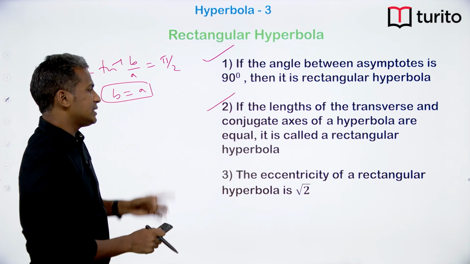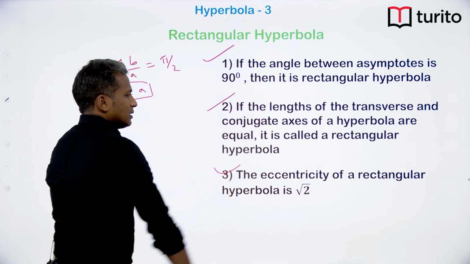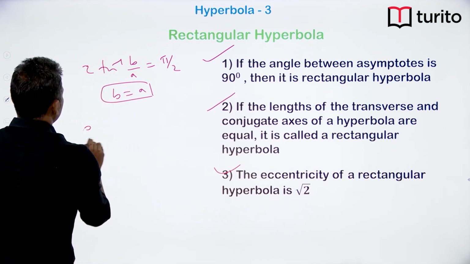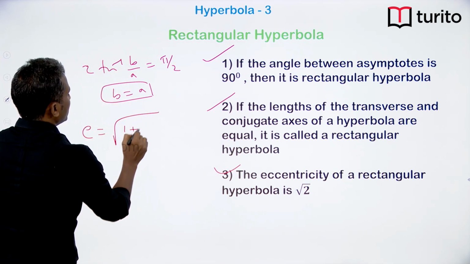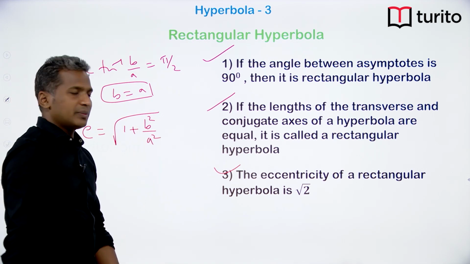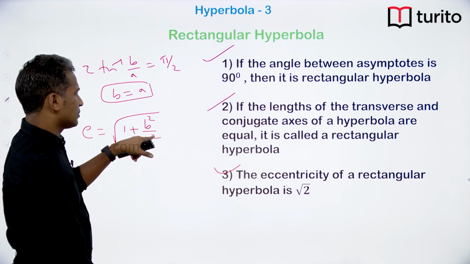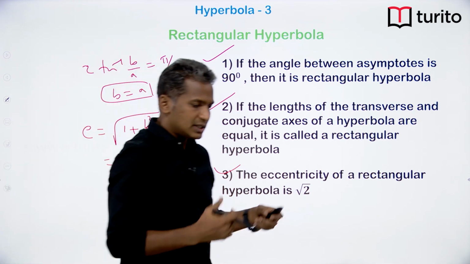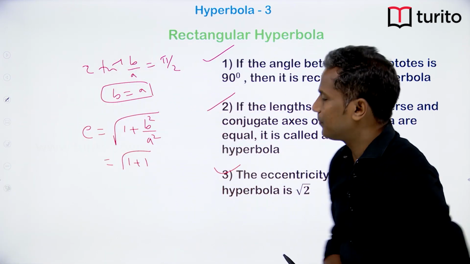Now, because b is equal to a, eccentricity can be directly calculated, because the formula for eccentricity is root of 1 plus b square by a square. B is equal to a, so this becomes root of 1 plus 1, which is root 2. These are simple ideas of rectangular hyperbola.